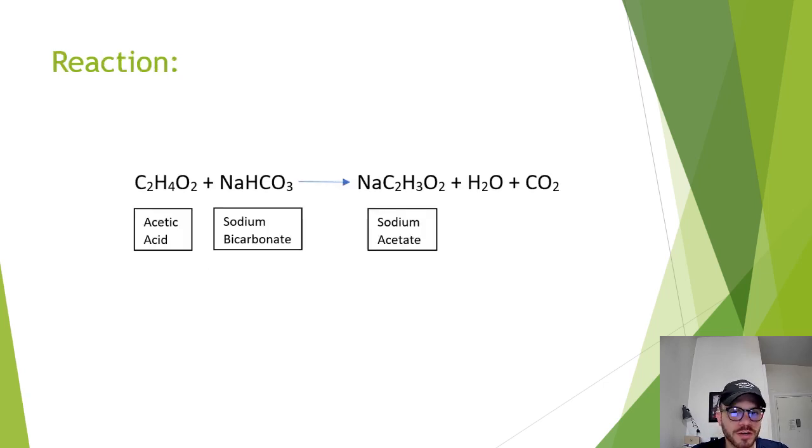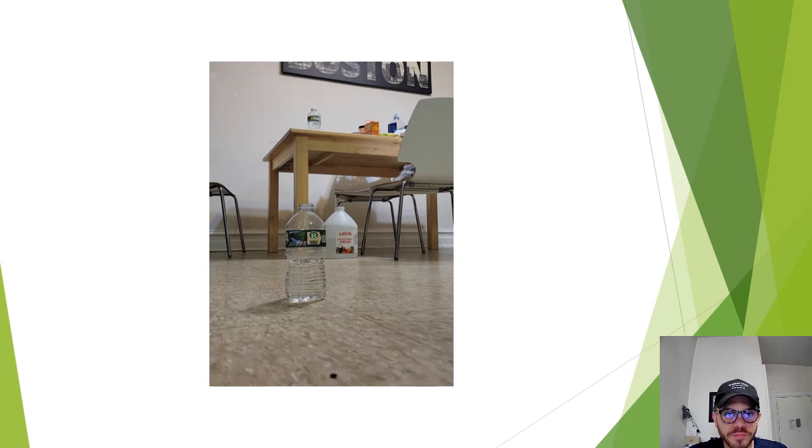What is the reaction that is happening with the vinegar and baking soda? So we have the vinegar, which is the acetic acid, reacting with the baking soda, which is sodium bicarbonate, producing sodium acetate, water, and carbon dioxide as a gas. So in this experiment, we're going to see the reaction between the vinegar and baking soda.